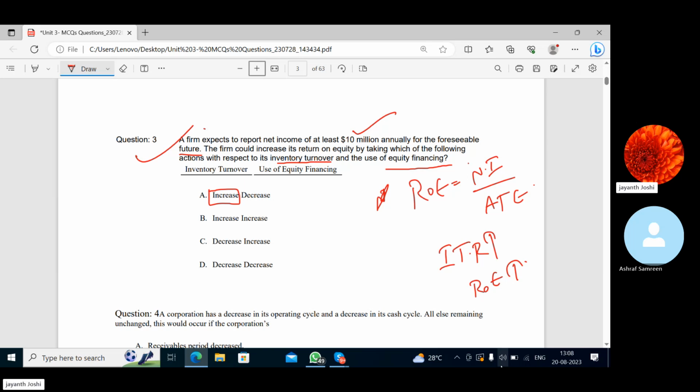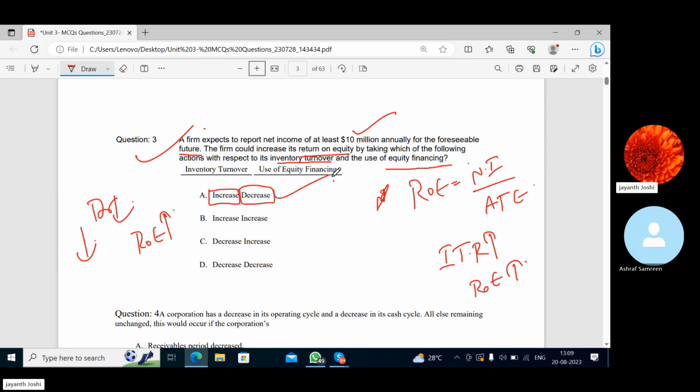The firm could increase its return by taking which of the following actions with respect to inventory turnover and use of equity financing? Increasing inventory turnover, what they want is to increase ROE. If they decrease equity financing, the denominator will be less. When the denominator is less, ROE will increase. So the answer is a decrease in equity financing, option 1.